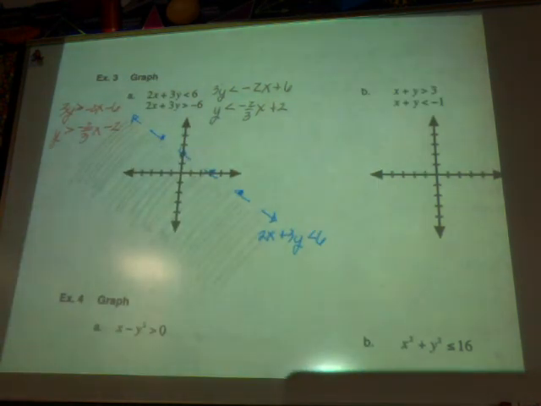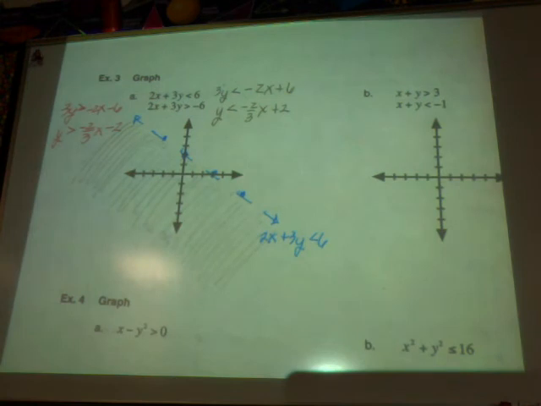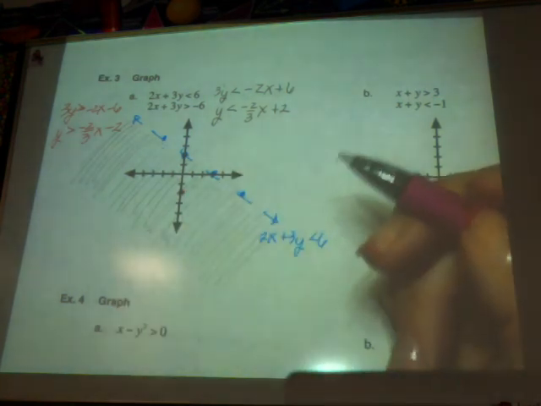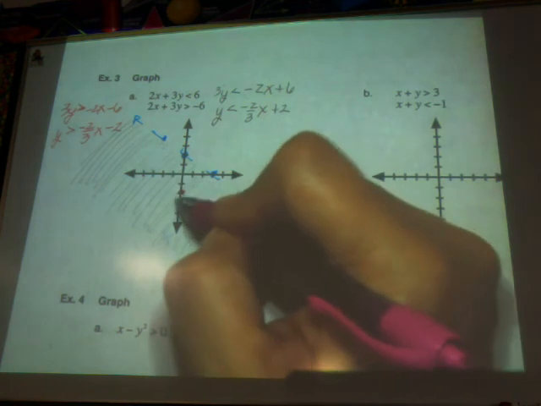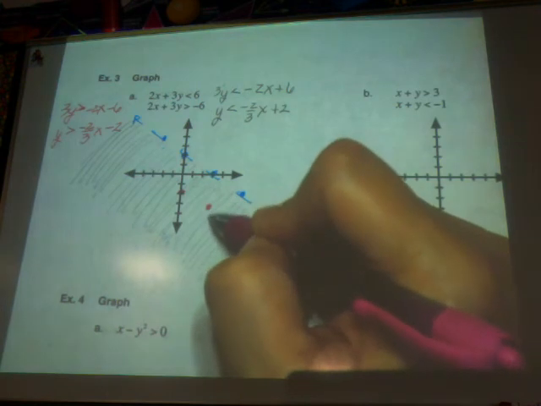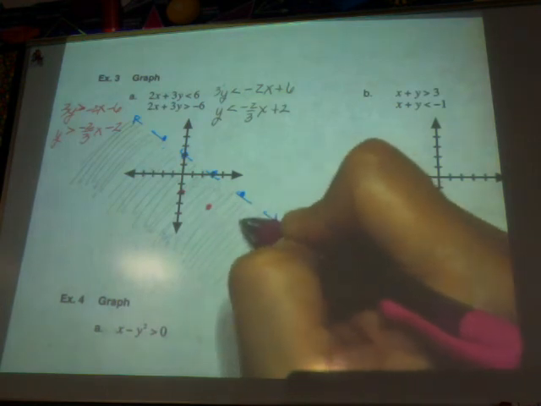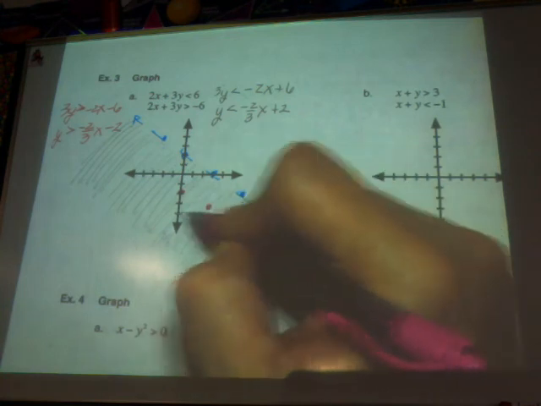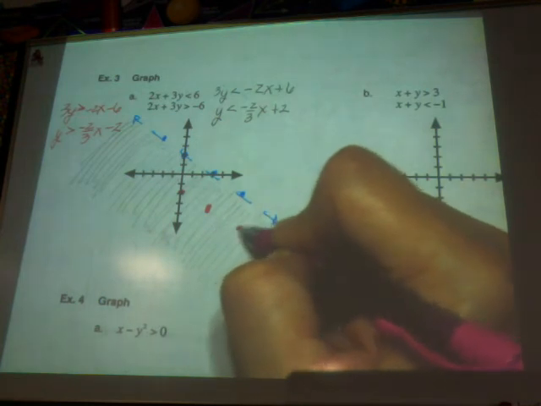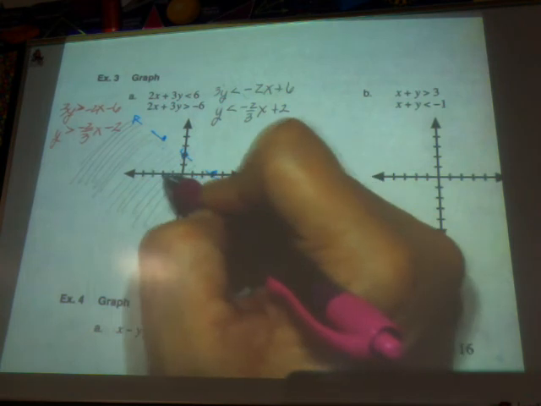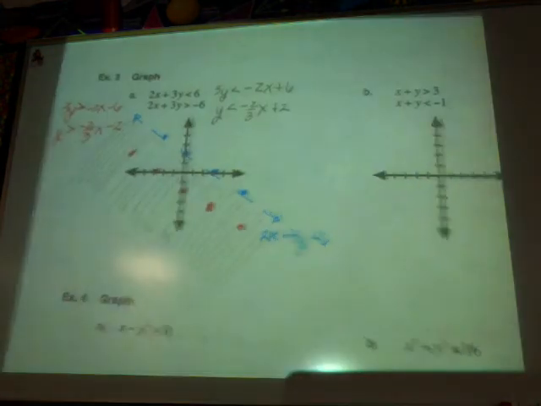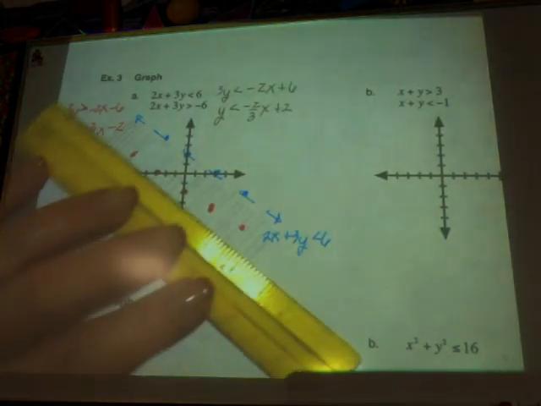Don't they have the same slope? What kind of lines have the same slope? Parallel lines. But this one has a y-intercept of negative 2. So I'm going to go down 2 to the right 3. So down 2 to the right 3, and then up 2 to the left 3. Solid or dotted line? Dotted also.